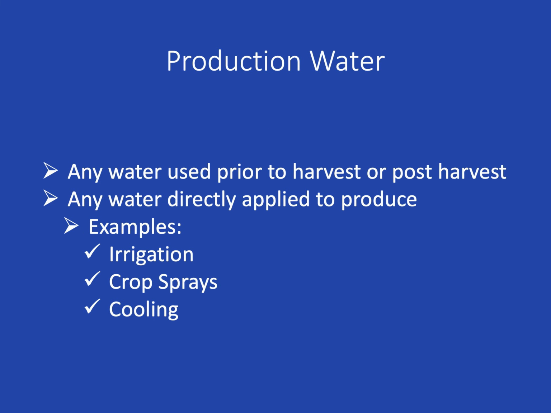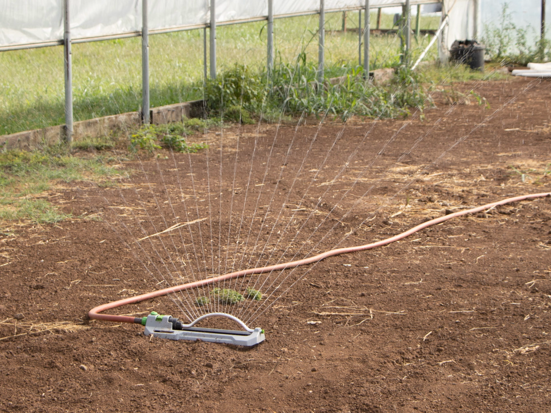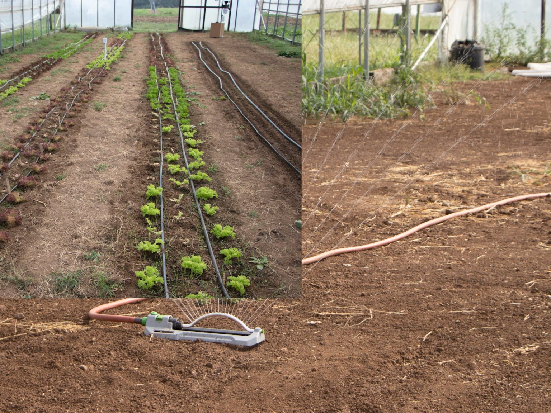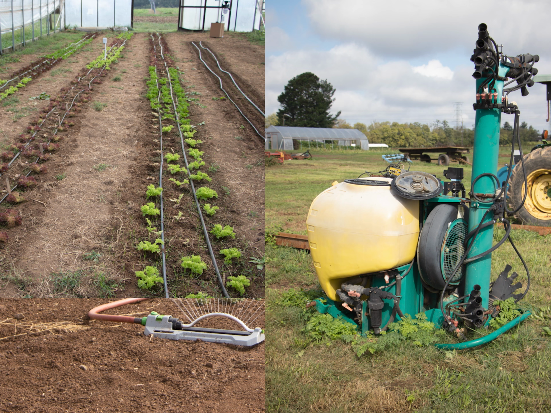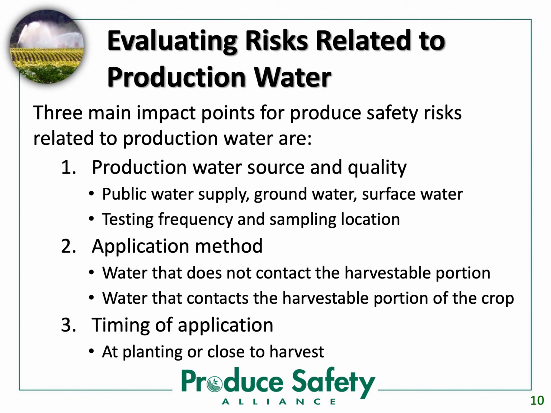Production water refers to any water being used prior to harvest or post-harvest activities that is directly applied to produce and has the potential to contaminate that produce. Examples of activities that would use production water are irrigation, fertigation, crop sprays, cooling, frost protection, or dust abatement. To minimize the risk of contamination from water during these types of activities, there are three aspects a worker should take into account: the water source, the application method, and the timing of the application.